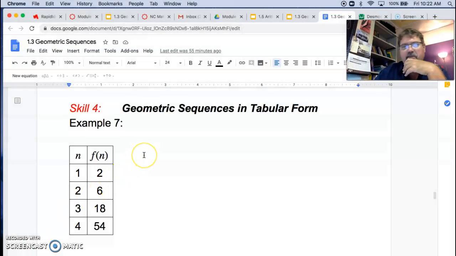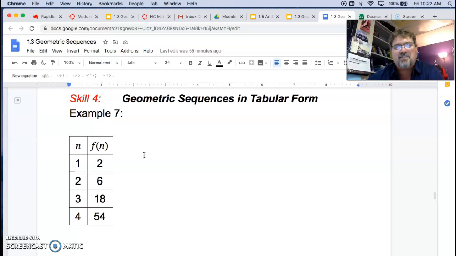Okay, so we're given a geometric sequence, or it doesn't say that necessarily. We don't know what kind of sequence this is without a quick investigation, right? We test it. Is it arithmetic? We say 6 minus 2 is 4. 18 minus 6 is not 4, not arithmetic. And we start dividing. 6 divided by 2 is 3. 18 divided by 6 is 3. 54 divided by 18 is also 3. This tests positive for geometric.